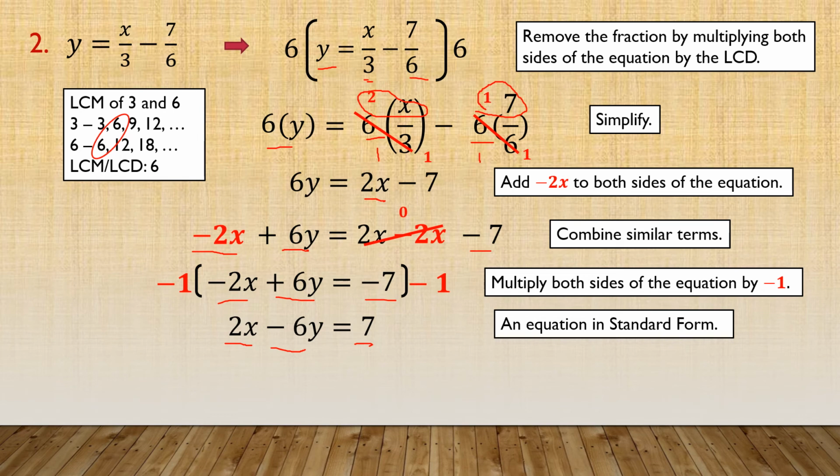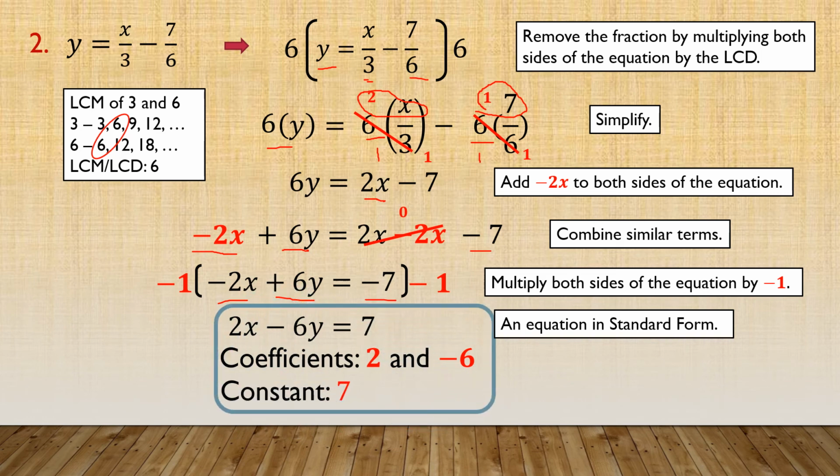Therefore, our equation now is written in standard form. So, 2x minus 6y equals 7. Naka-ax plus by equals c na siya. So therefore, the coefficients are 2 and negative 6, while the constant is 7. Those are our answers.